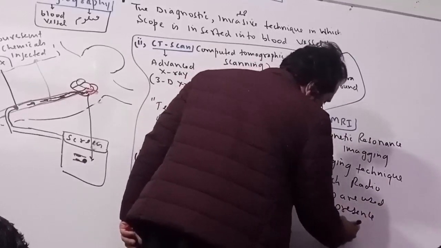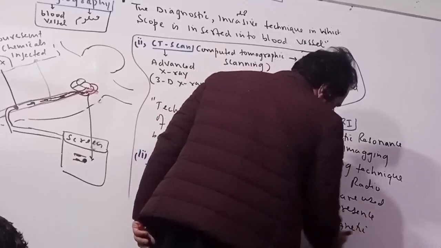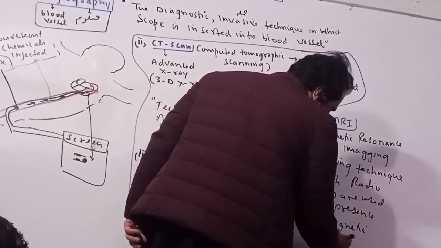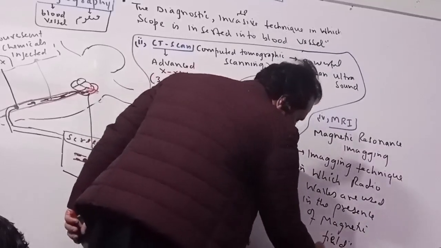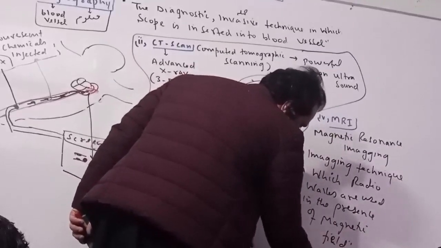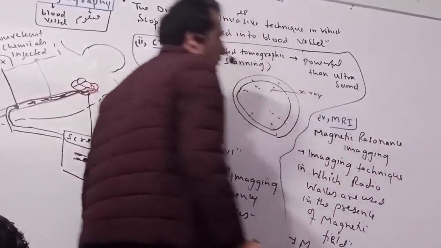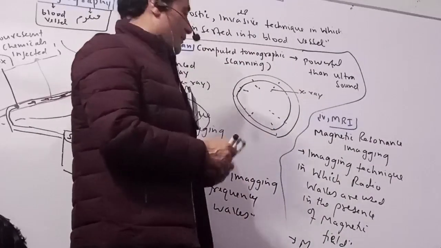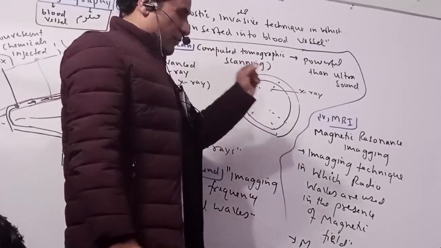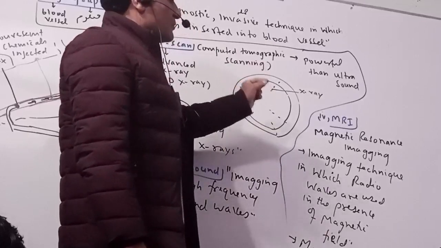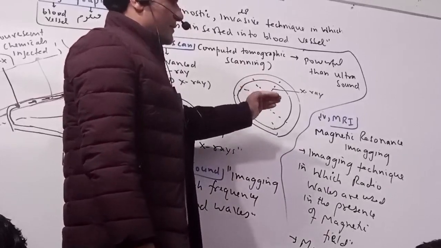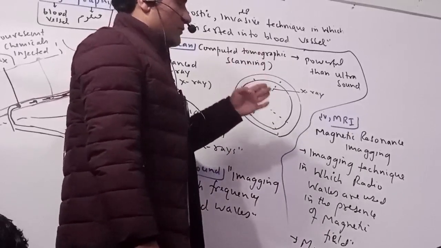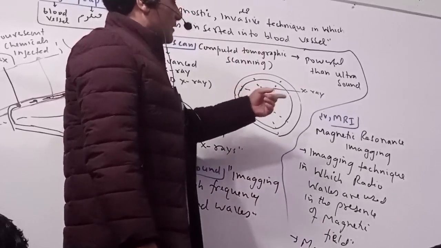In the presence of the magnetic field, radio waves are used, and that is an image, the most powerful image. The radio waves and the magnetic field work at the nano level on the protons of the body, and the body's protons produce vibration in response to the radio waves.